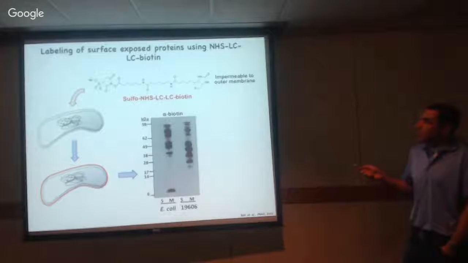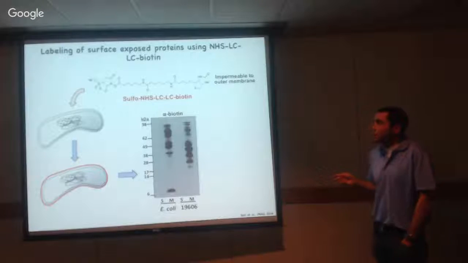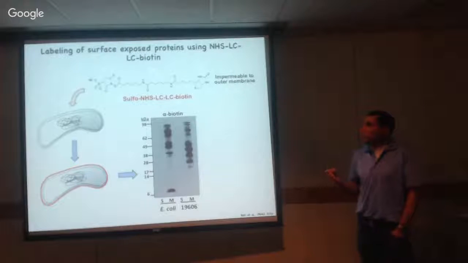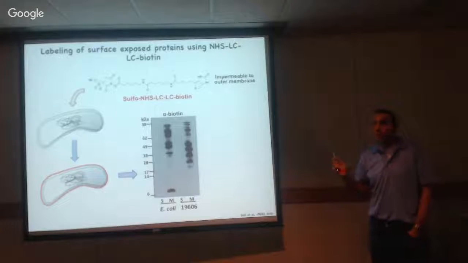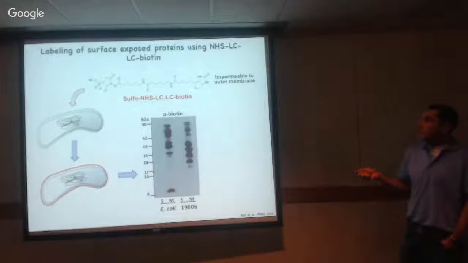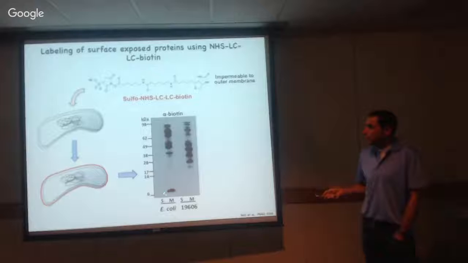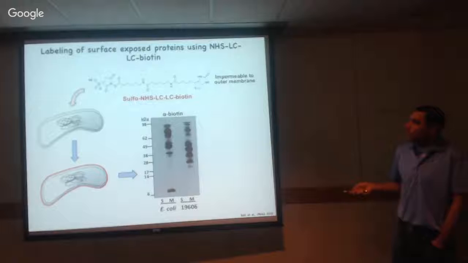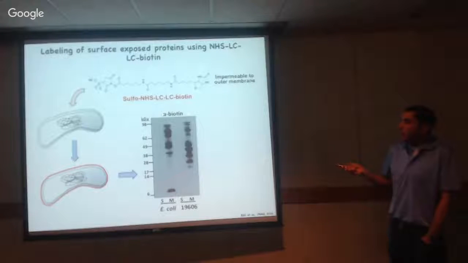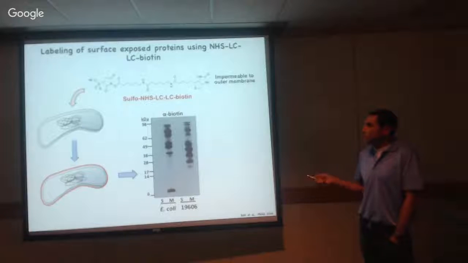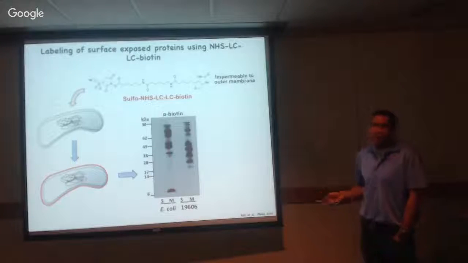And so what we do here is we take our wild-type strain or our LOS deficient strain, and we just add this molecule in with our strain. It biotinylates all the surface proteins. We then wash away the sulfo-NHS-LC-LC biotin, and then we fractionate these cells. So we have a soluble fraction and a membrane fraction, and then we run them out on an SDS-PAGE gel, and we probe the gel with an antibiotin antibody, so then we can see which proteins actually get biotinylated.